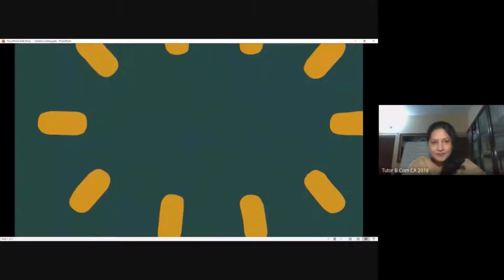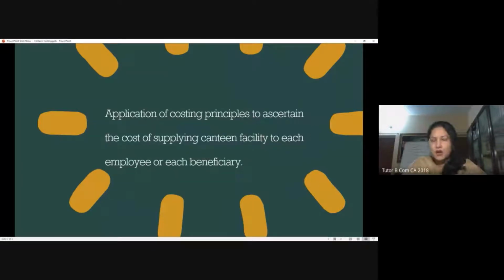Now let's look at, as I said, canteen costing is nothing but application of costing principles to ascertain the cost of supplying canteen facility to each employee, in case it is being provided by a company, or maybe each beneficiary. For example, we have a canteen in our educational institution, so each one of us who eats food from there will be a beneficiary. So that is the general introduction to canteen costing.